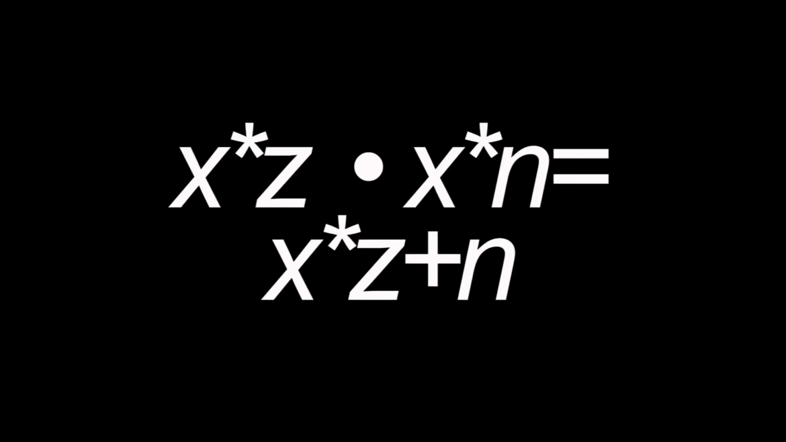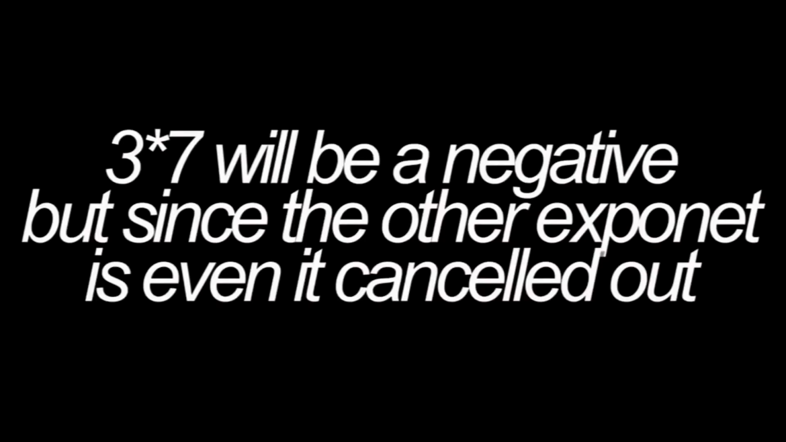And the algebraic rule will be x to the power of z times x to the power of n equals x to the power of z plus n. But remember, if the exponent is an even number, then the answer will be positive. And if the exponent is an odd number, the answer will be negative.